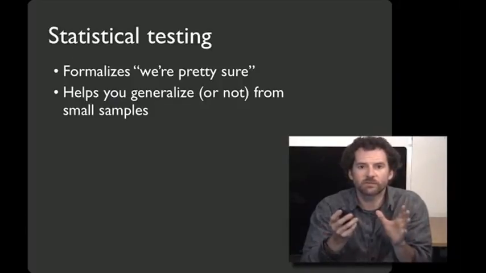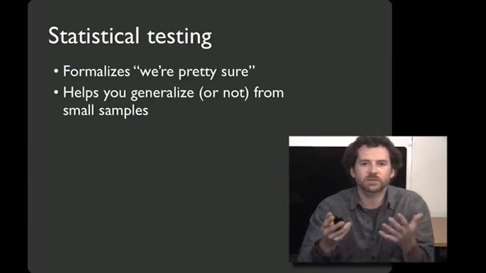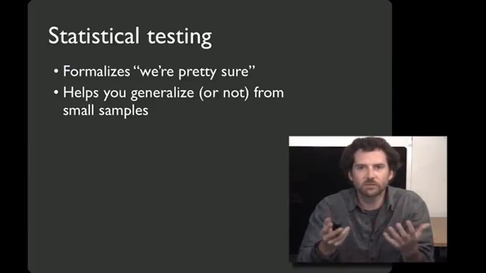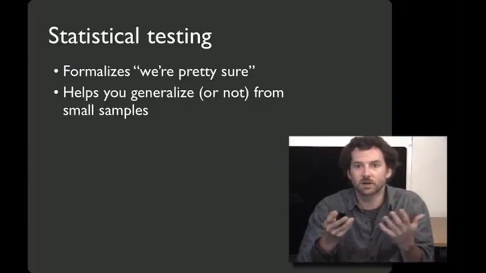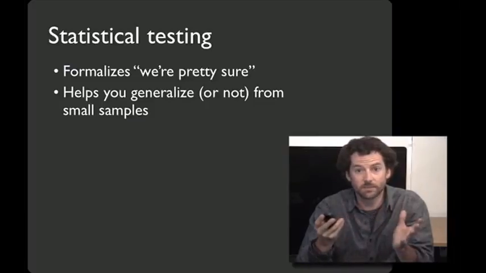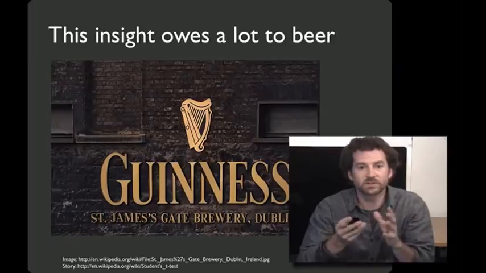First, it gives you a way of formalizing when we're pretty sure. And deeply intertwined with this, it gives you a way of generalizing from small samples. Are the differences that I've observed on a small scale likely to generalize if I were to scale this up? And this idea of inference from small samples owes a lot to beer.